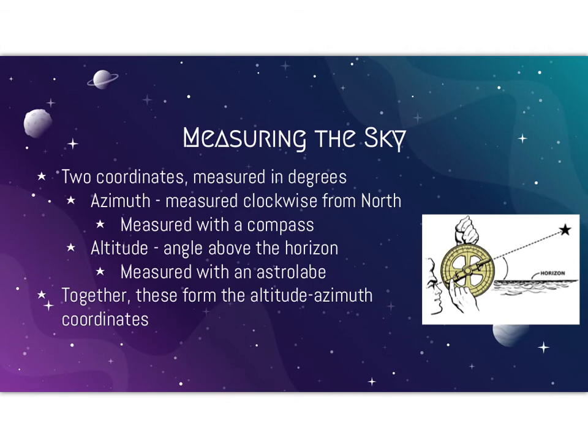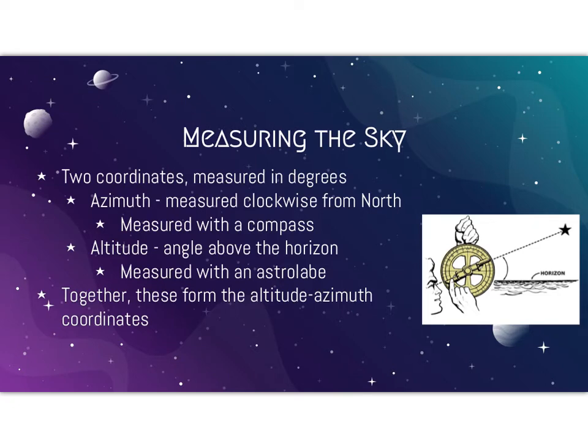They also took measurements of the sky. They used 2 coordinates and they are measured in degrees, like the angles of a triangle. The azimuth is measured clockwise from north, and it's measured with a compass. So if you look north or set your compass north, where is the star in relation clockwise from north?